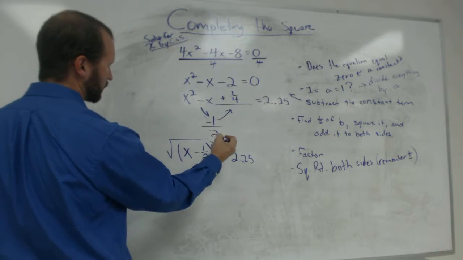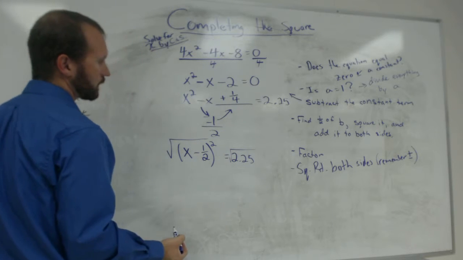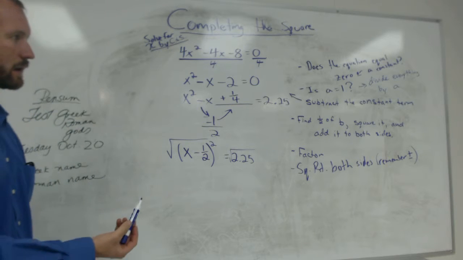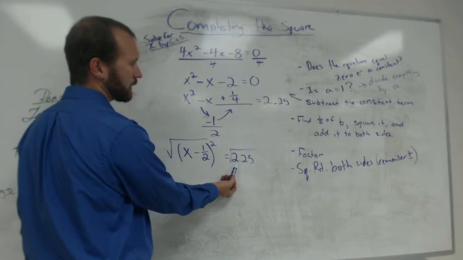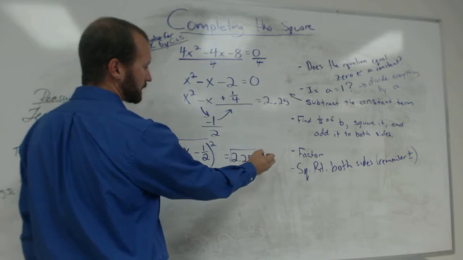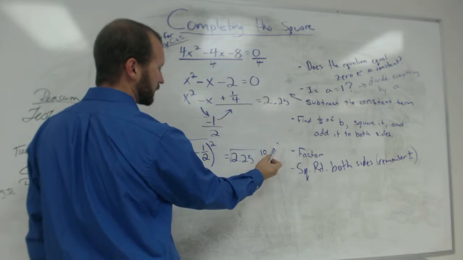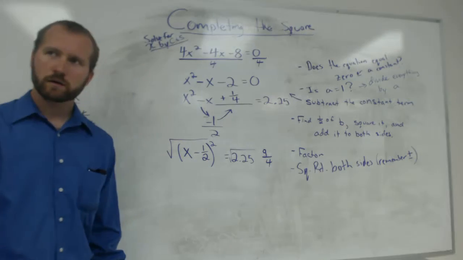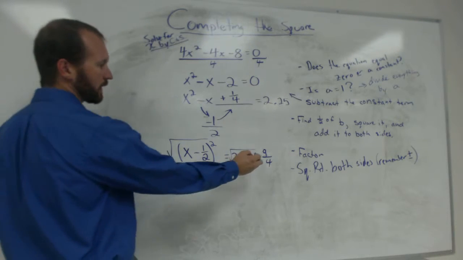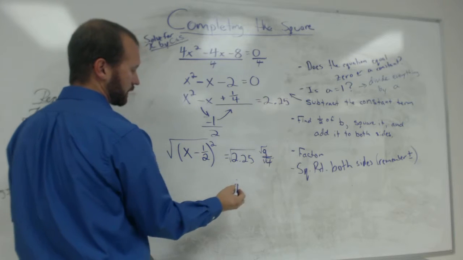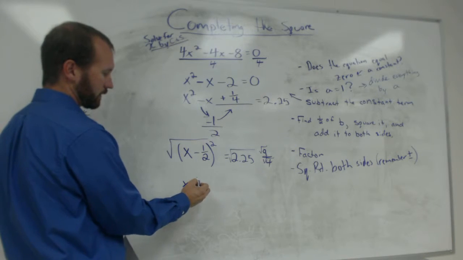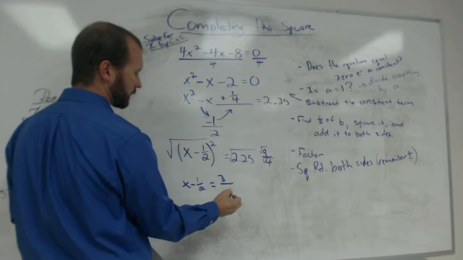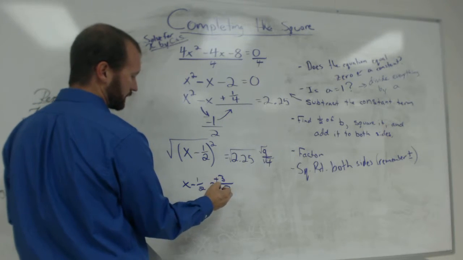Take the square root of both sides. This is where, if you don't have a calculator, this is a lot easier if it's written as a fraction, right? 2.25 is 9/4. And I can take the square root of 9/4 without a calculator. It is the square root of 9, which is 3, over the square root of 4, which is 2, plus or minus.